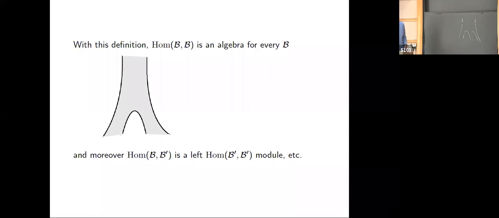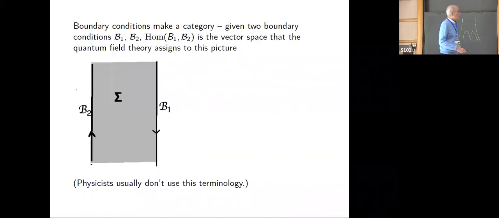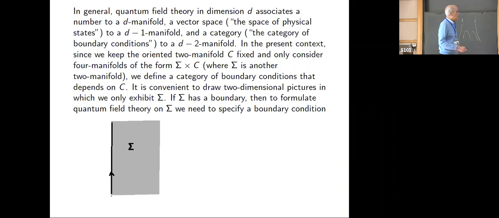So after a little while, we would discover that 2-dimensional topological field theory is more or less equivalent to having a category, the category of boundary conditions. And here we have a category, we started in 4 dimensions, so we have a category for every C.